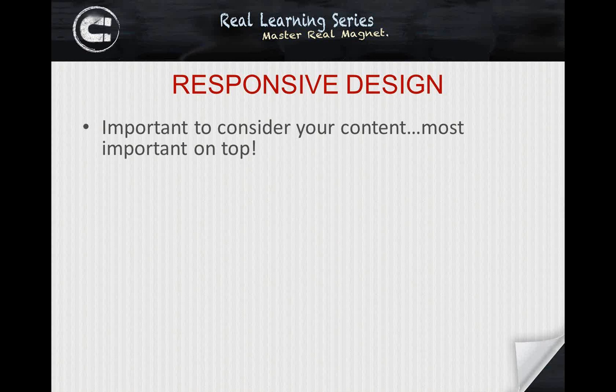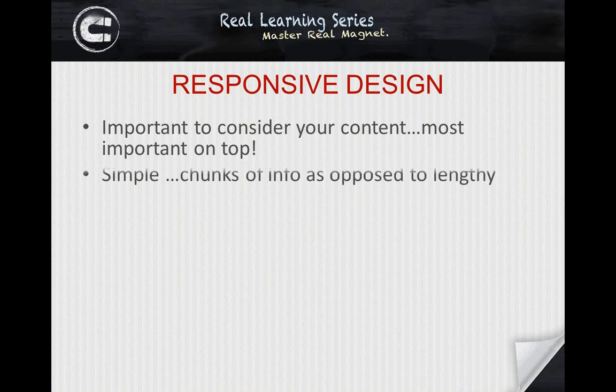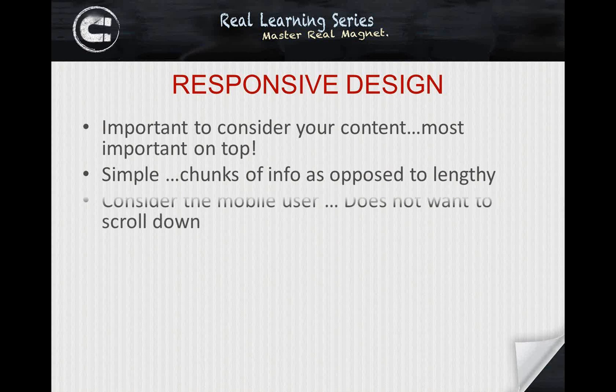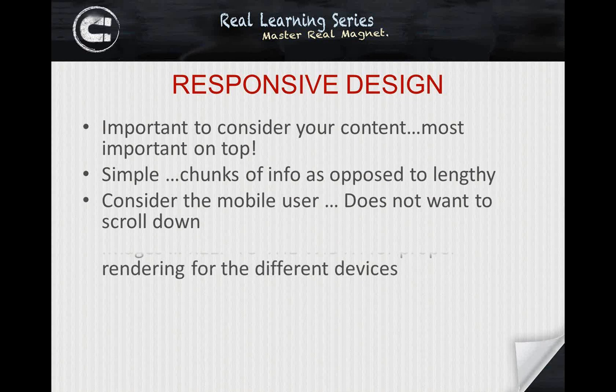In fact, this is a fail-safe for any type of message that you create. Put the most important information on top, your call to action on top. You want to keep your message simple, okay? Especially if you're using RD. Use chunks of info as opposed to a lengthy, long newsletter kind of message, because a lot of times you have to consider the mobile users, the people who are reading your messages on mobile devices. They're not going to feel like scrolling down, scrolling down, scrolling down. So keep it as simple as possible, chunks of info, as opposed to that long, lengthy newsletter. The big thing with responsive design is indeed the images.